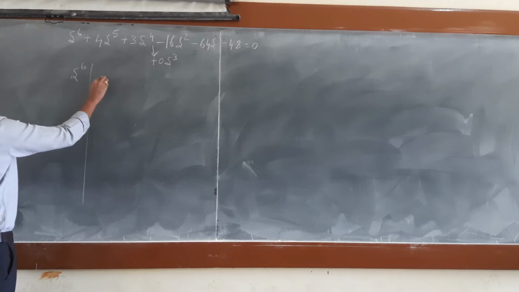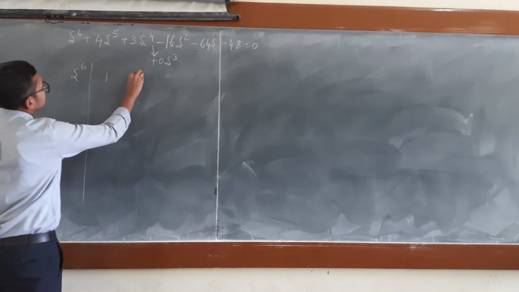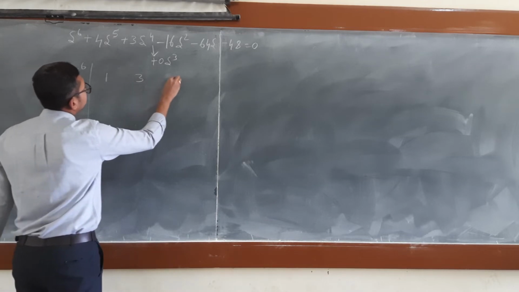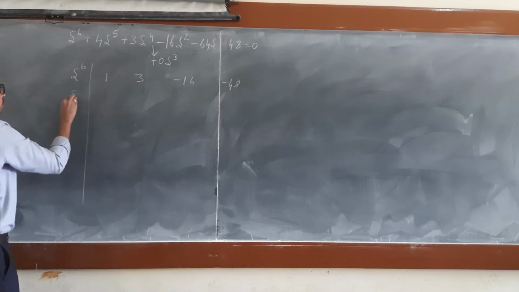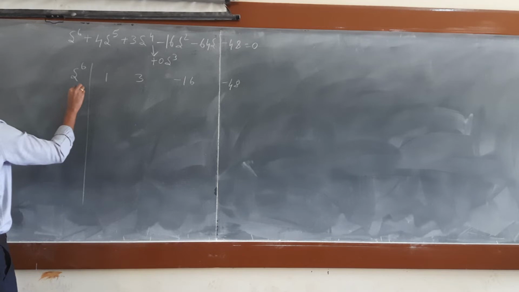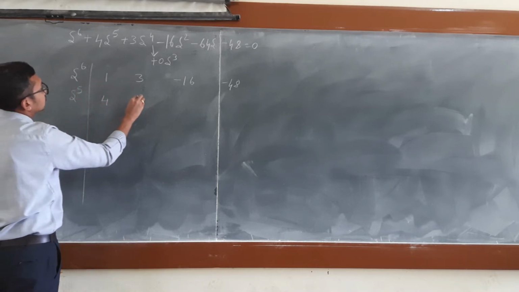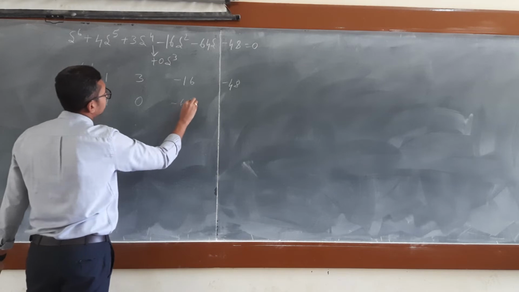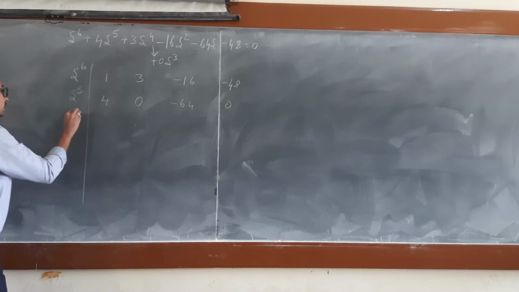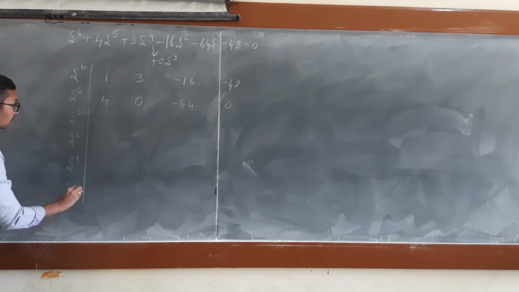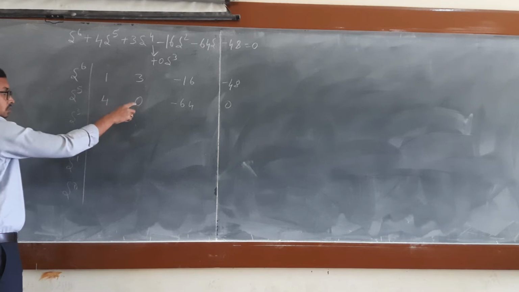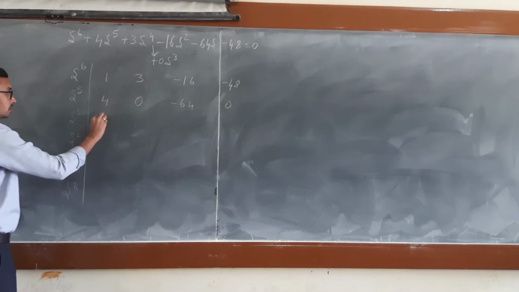S to the power of 6: 1, 3, minus 16, minus 16, minus 48. Next, s to the power of 5: 4, 0, minus 64, 0. Next s to the power of 4, s to the power of 3, s to the power of 2, s to the power of 1, and s to the power of 0. So 4 3s are 12, minus 0, divided by 4. So this will be equal to 3.